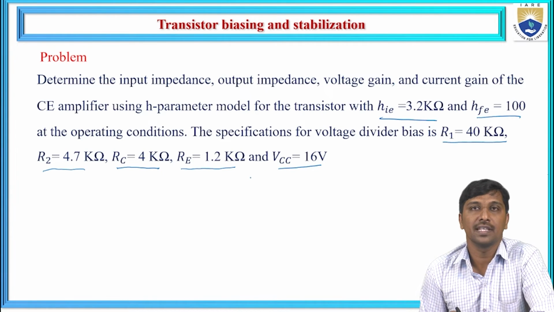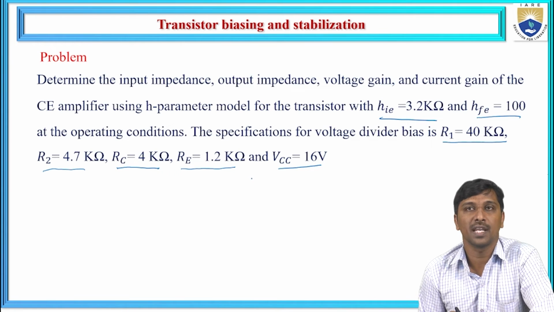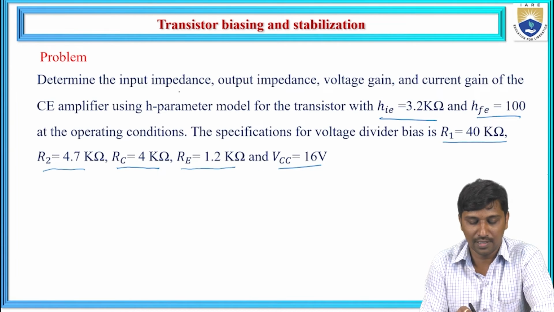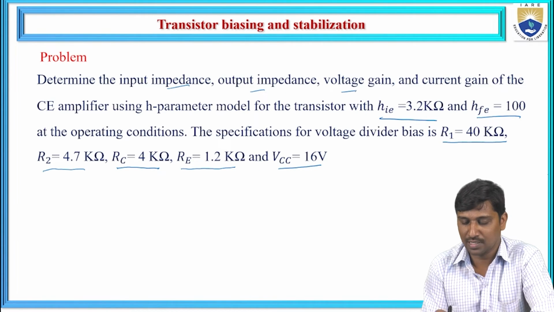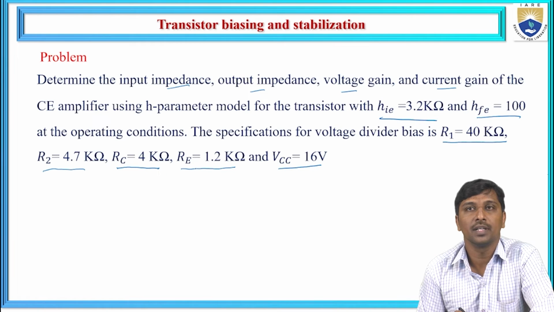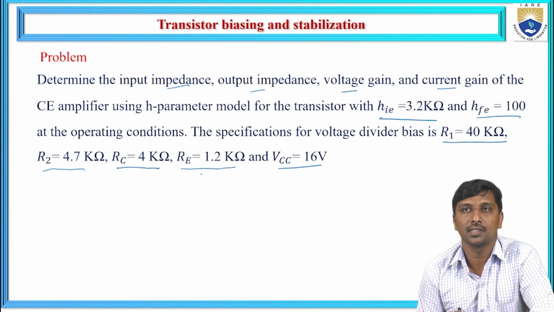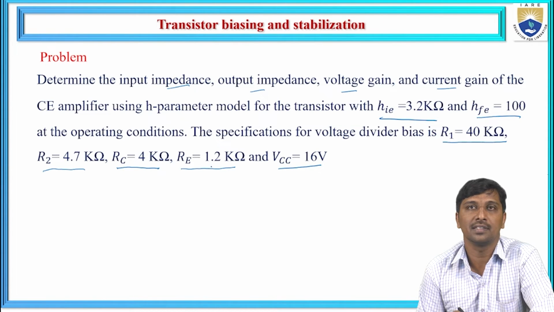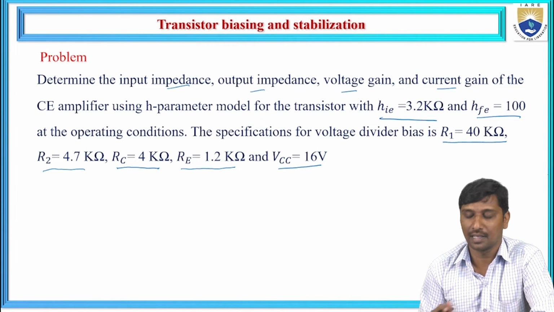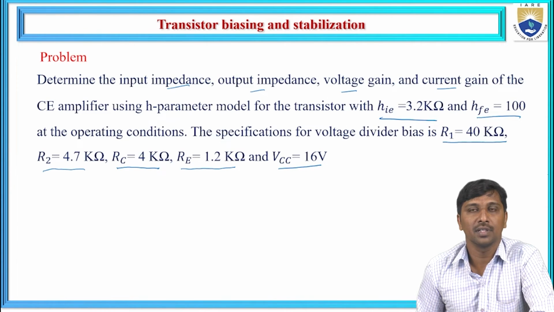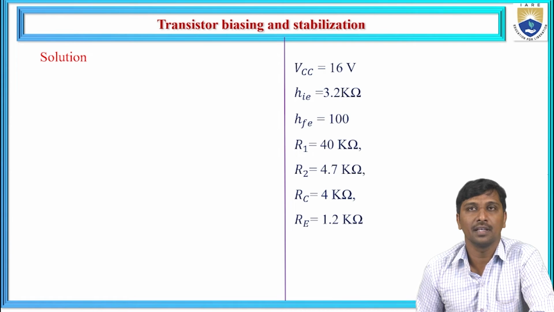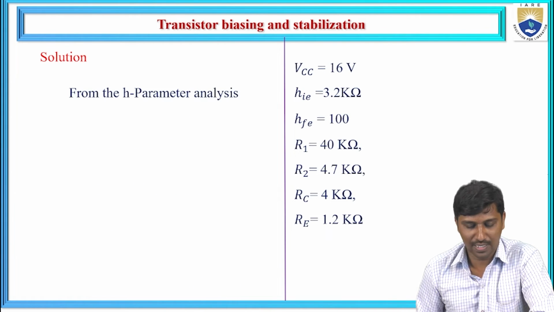For these given specifications, we need to use the H parameter model. Then we need to identify the input impedance, output impedance, voltage gain, and current gain. To understand this, you can recall the CE amplifier using small signal model analysis video session. There we observed how to calculate the input impedance, output impedance, voltage gain and current gain. So I'm directly giving the formulas, mathematical relations, for the given specifications.